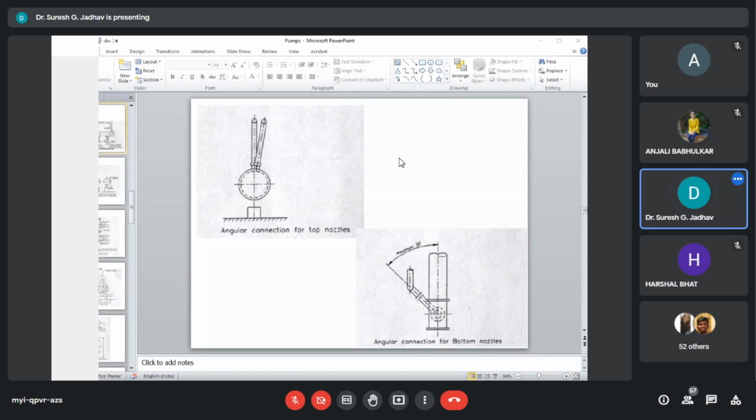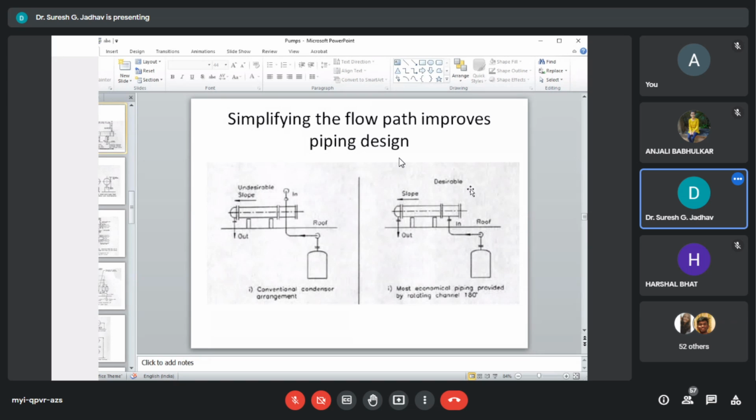In different kinds of process, through this sketch, we can see the vent sides. So here simplifying the flow path improves piping designs. The first one is the conventional condenser arrangement, and here the most economical piping is provided by rotating the channels 180 degrees.